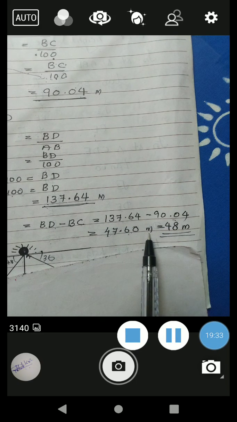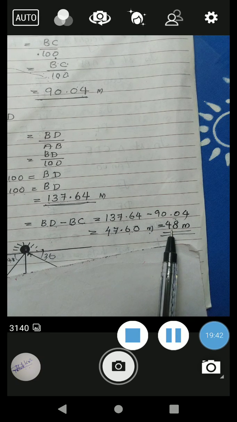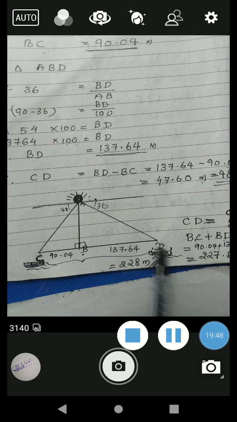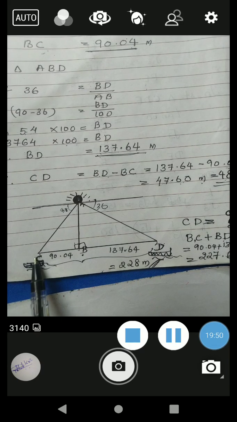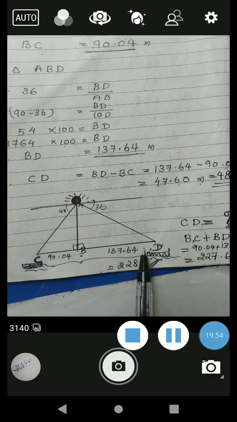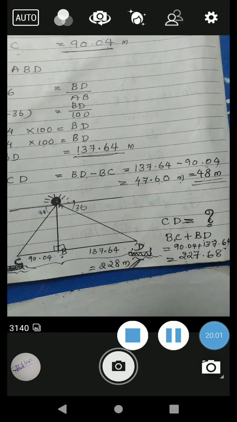And in the question itself it is given that you have to write the answer in the nearest meter, so you can write the answer as 48 meter. And second case, you can see the figure like this. This is the lighthouse and two ships are on the opposite sides of the lighthouse. Here what is the distance between these two? You just add these two distances and you will get the result 227.68.